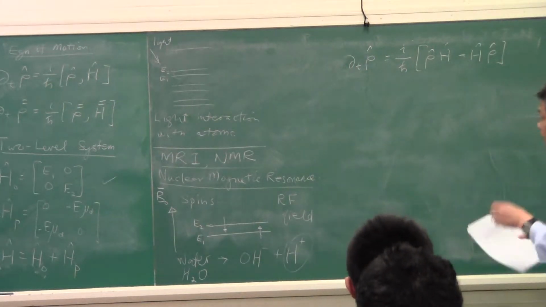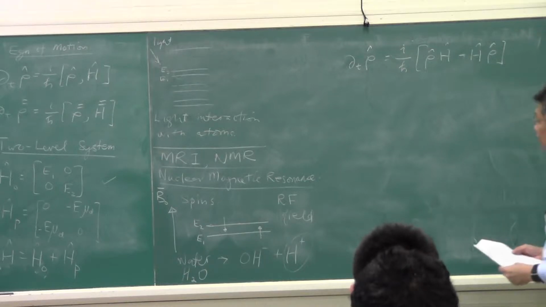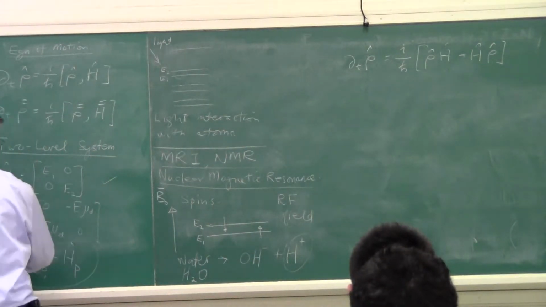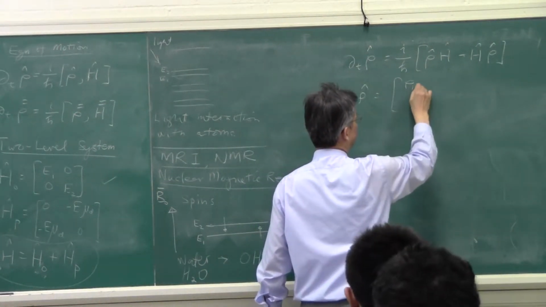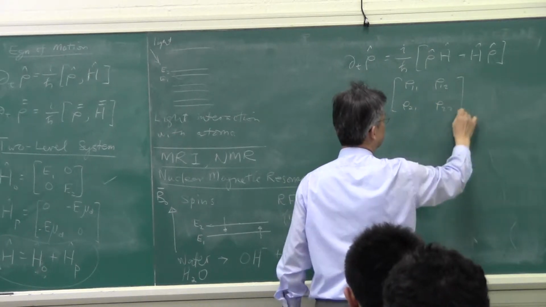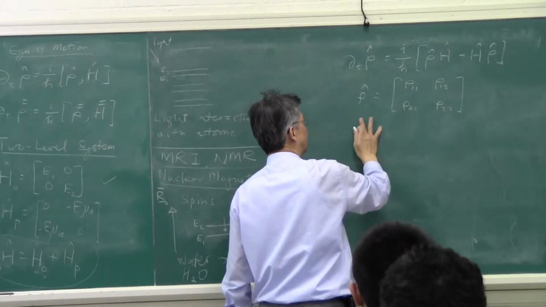And now I will not distinguish matrix operators from quantum operators. So H hat would be just this quantity over here. Rho hat would be something which we call rho 11, rho 12, rho 21, rho 22. And you can derive this from a two-state quantum system quite easily.